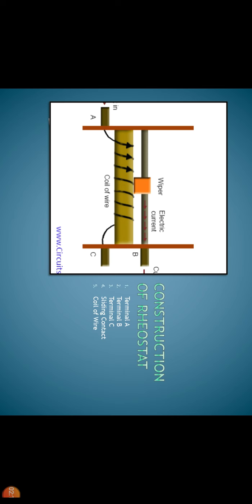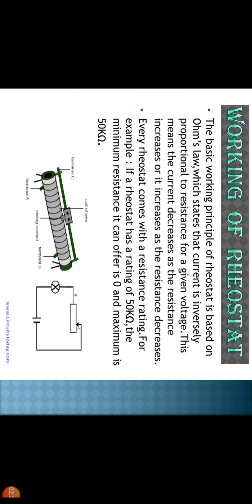You can see there is terminal A, terminal B and terminal C. A coil of wire through which current passes. A wiper that moves. This B terminal is a fixed terminal. It does not move. So let's move on to the next topic, that is working of a rheostat.